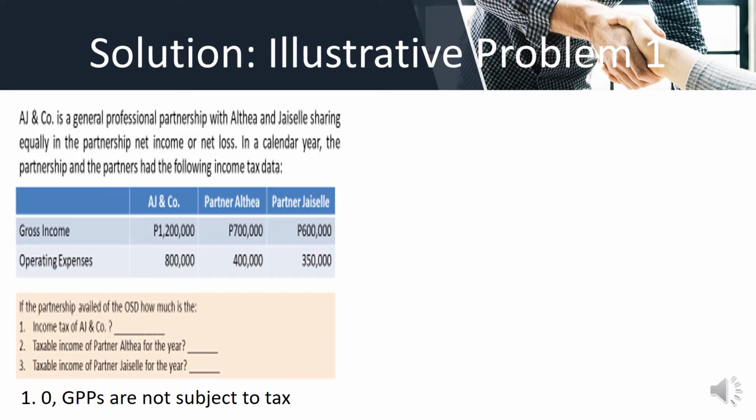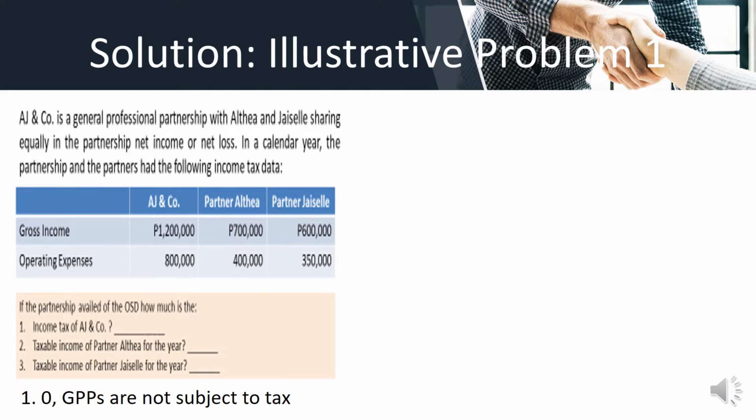So, 1,200,000 times 40% will be 480,000. So, 1,200,000 minus 480,000, yan na yung magiging distributable net income ng partnership. So, yan yung available for distribution sa mga partners. 720,000. Since there are two partners, Althea and JCell, and the agreement of the partnership is that they will share equally in partnership net income. So, we will just divide it by 2.